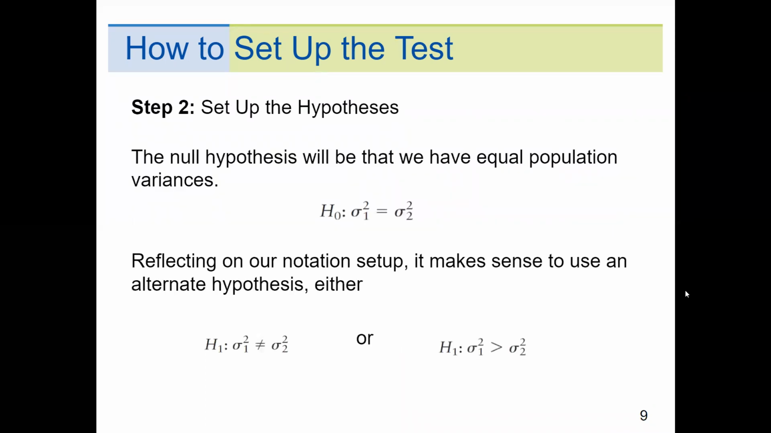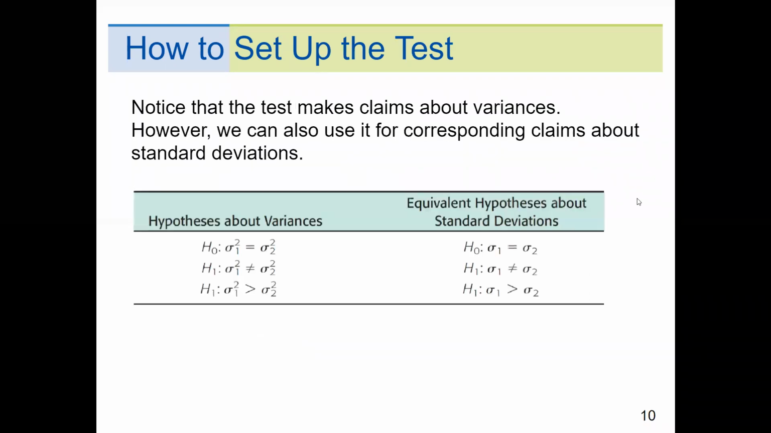Step 2, set up the hypotheses. The null hypothesis will be that we have equal population variances. Reflecting our notation setup, it makes sense to use the alternate hypothesis as one of the following. Notice that the test makes claims about variances. However, we can also use it for corresponding claims about standard deviation.